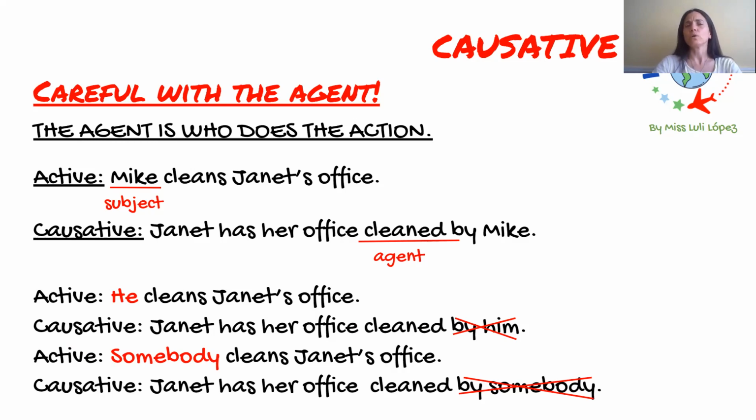Why not by him or by somebody? Because we're not giving relevant information. Who is somebody? Who is him? Okay, so when that happens, we omit it. We do not put that information.